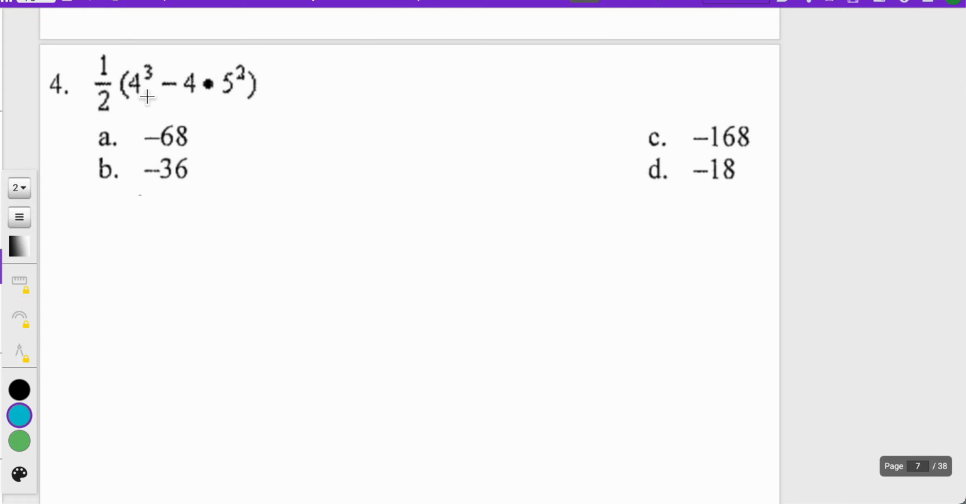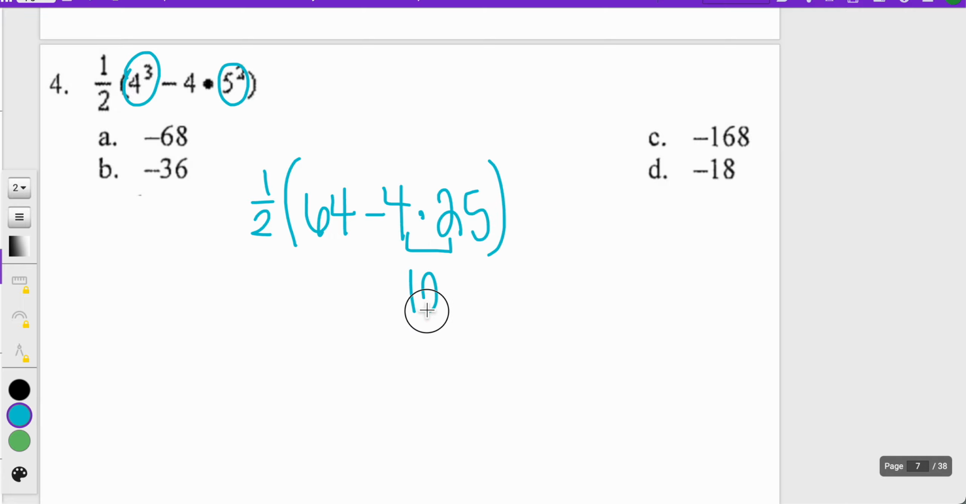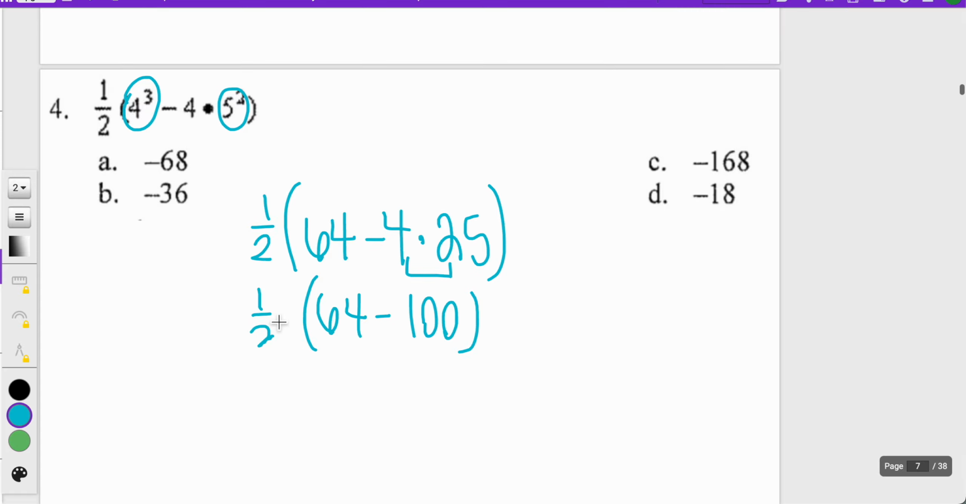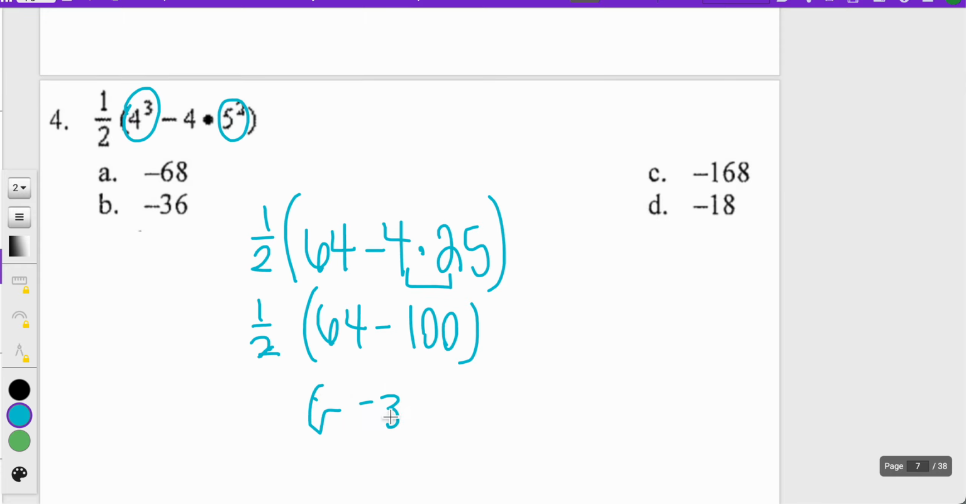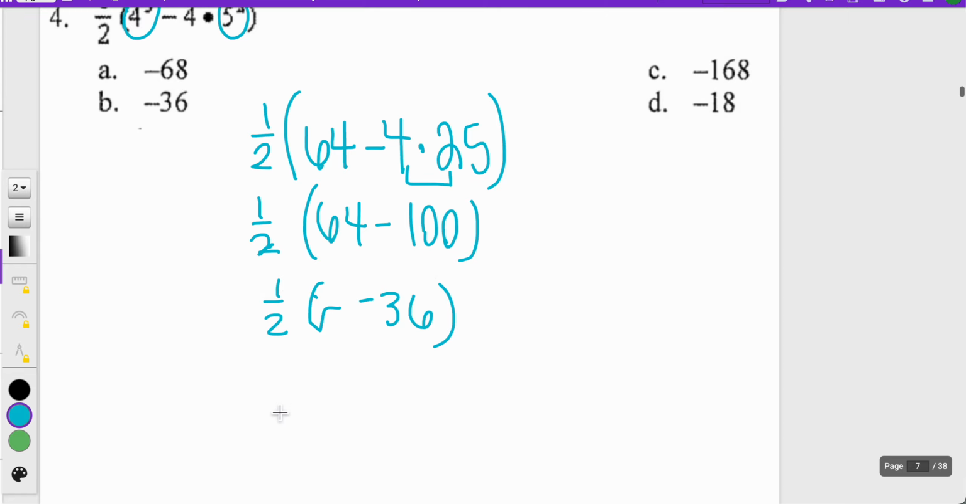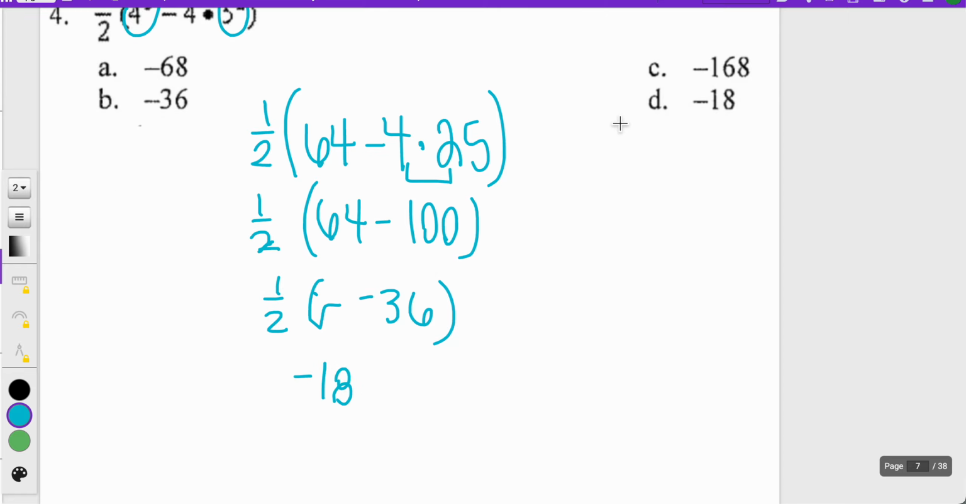Same thing again here. Focus on order of operations. 1/2 is the same on the outside. 4 to the 3rd power is 4 times 4 times 4, or 64, minus 4 times 5 squared, which is 25. Take care of our multiplying, which will give me 100. Then 64 minus 100. I'm going to get negative 36. And then take a half of that. I'm going to get negative 18, letter D.